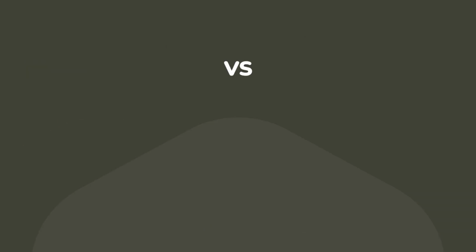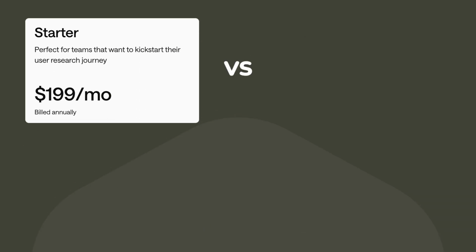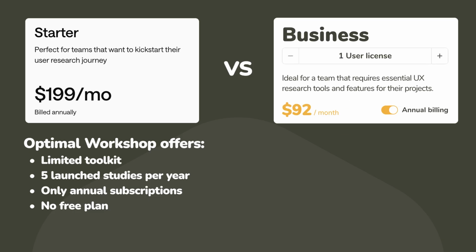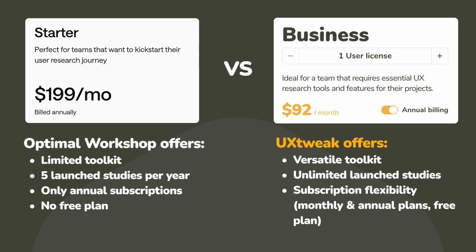Now let's talk pricing. Optimal Workshop's annual starter plan starts at $199 per month and allows you to have 5 launched studies per year. In comparison, UXtweak's business plan starts at just $92 per month, with unlimited launched studies during the year. This provides you with considerably more research capacity and potentially great savings. Plus, while Optimal Workshop requires a full-year commitment, UXtweak offers plans suitable even for project-based research. You can subscribe to the monthly business plan and cancel anytime.